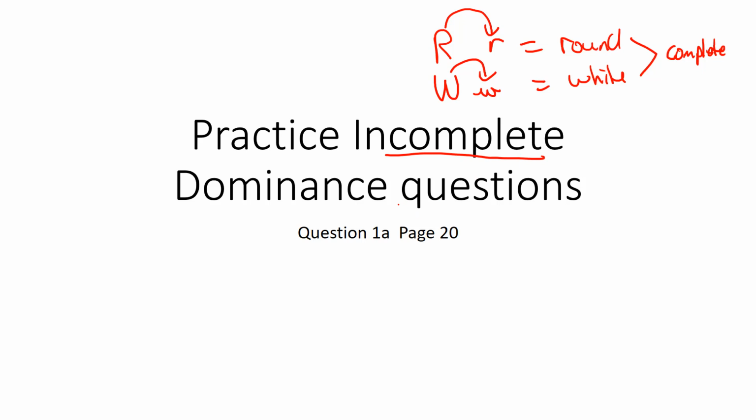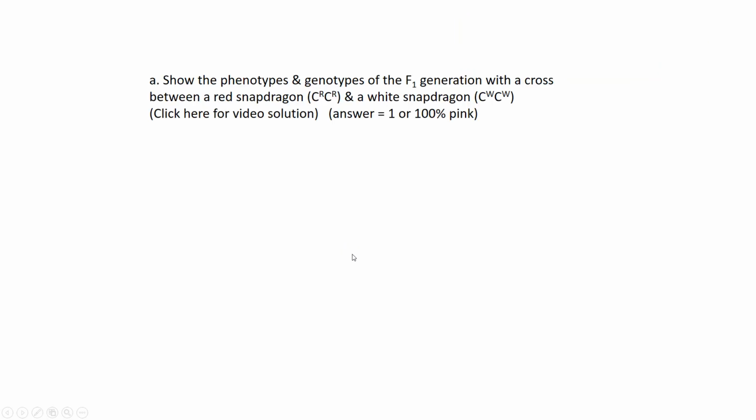There's two types, right? Again, this is just from page 20. We talked about intermediate inheritance, where you have two alleles that will blend to give you a phenotype that is a blend of those two, and then you have what's codominance. But let's take a look at our example question here. So again, we're looking at 1A, page 20. So let's go through this.